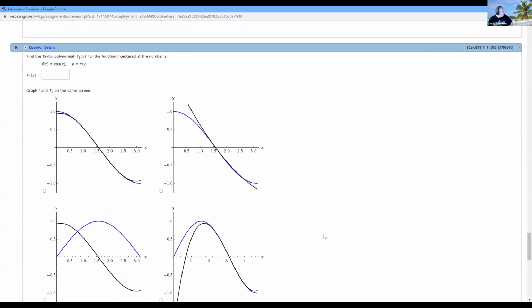Well, it's one of these pictures, isn't it? Do you know what T3 of x looks like? Did we do T3? I think we did. T4, didn't we? Right, let's bring this back. Here's T4 of x. What will T2 of x look like? Oops. You can't see this.